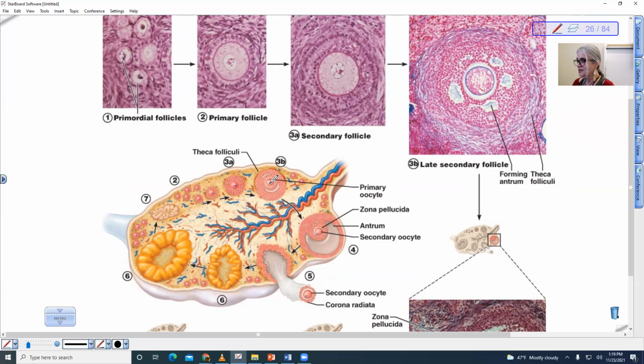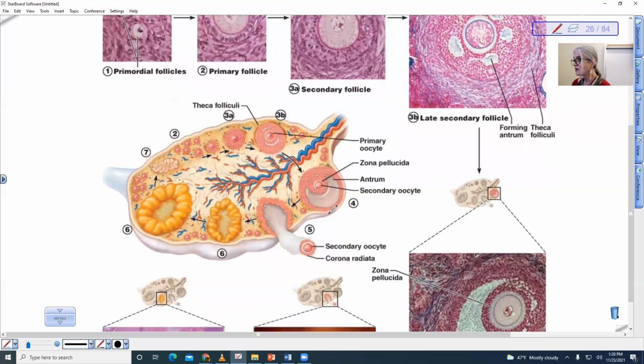Now, the primary oocyte is going to continue to develop into a secondary oocyte, which is arrested in metaphase 2 of meiosis 2. We talked about that when we talked about oogenesis. For the secondary follicle, you need to know there is a fluid-filled space called the antrum. The antrum is going to form a cyst on the surface of the ovary, and when that cyst ruptures, the oocyte is going to be propelled out of the ovary.